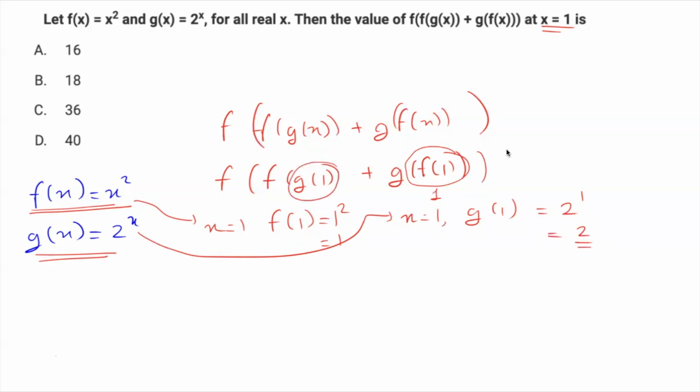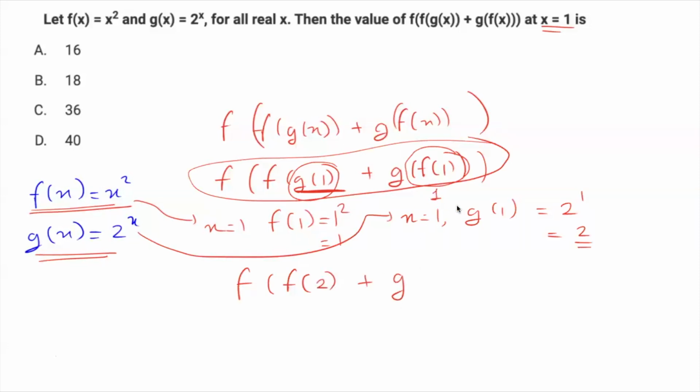So now this entire expression boils down to f of, in place of g of 1, I'll put a 2, plus g of, in place of f of 1, I will simply put a 1. Okay, this is our next step. So now the entire expression is f of 2 plus g of 1. Now f of x is x square. So f of 2 will be realized when you put x equals to 2. When you put x equals to 2, f of 2 is equal to 2 square, which is 4.